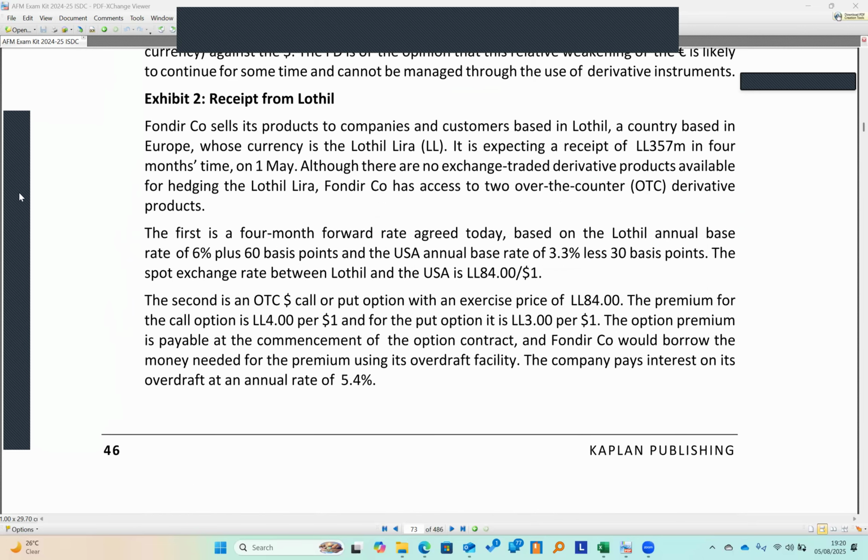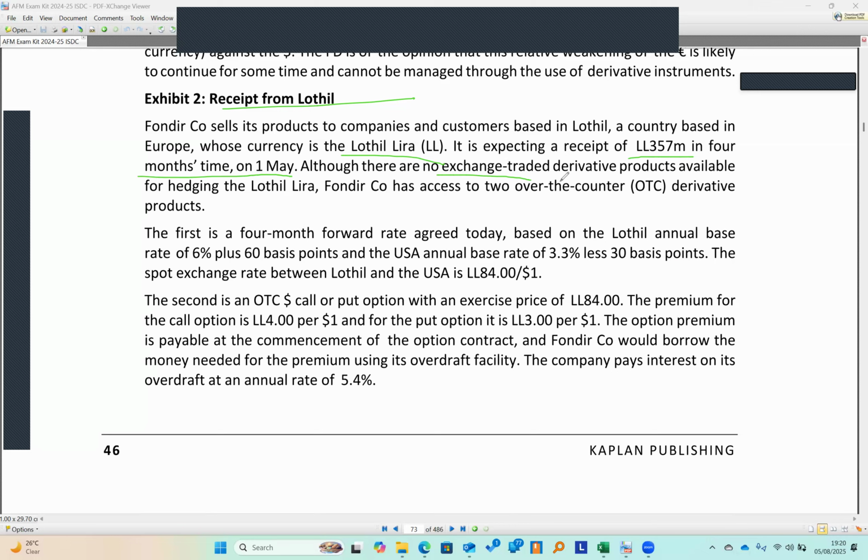Exhibit 2 looks at the receipt from Lothir. So Fondir sells products to companies and customers based in Lothir, a country based in Europe, whose currency is the Lothir lira. They're expecting receipt of Lothir lira 57 million in 4 months' time on 1st May.